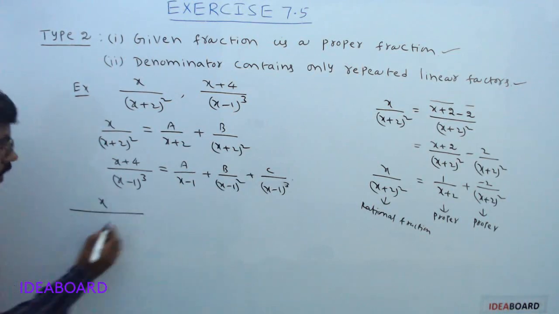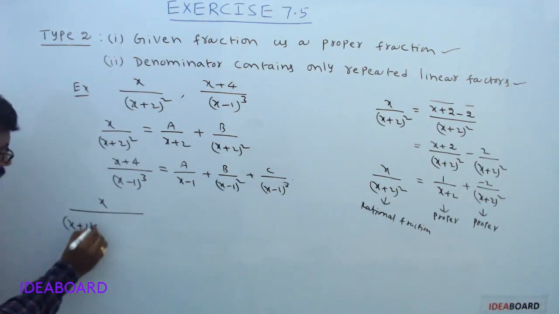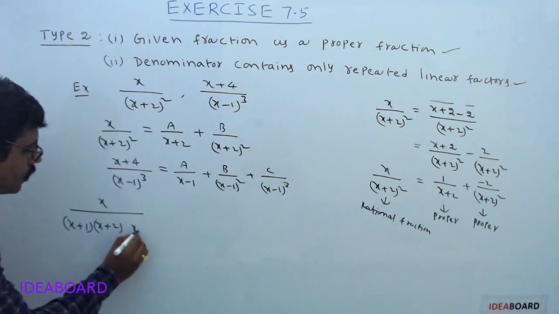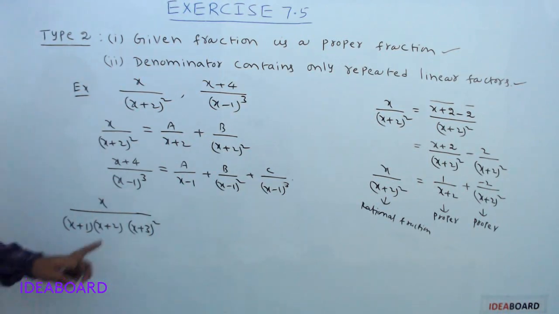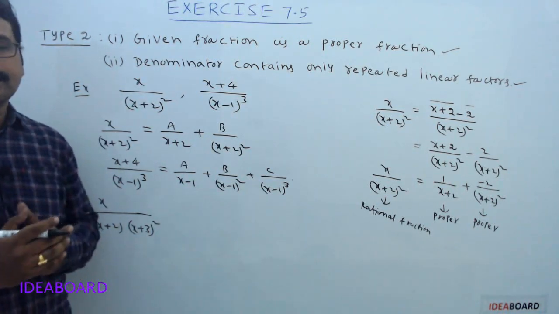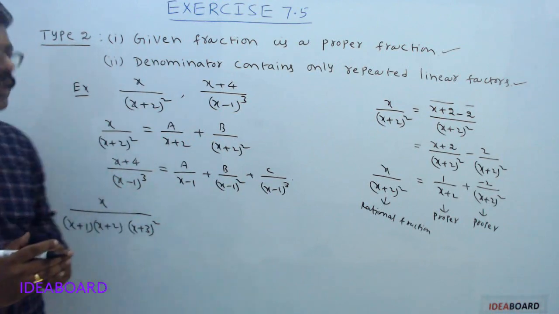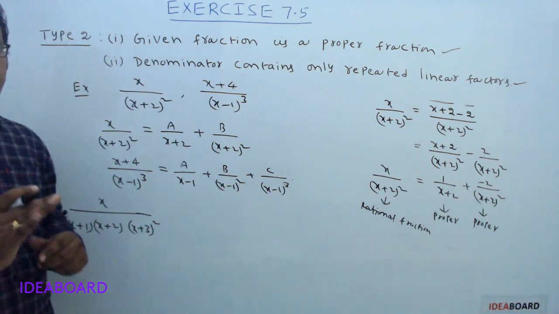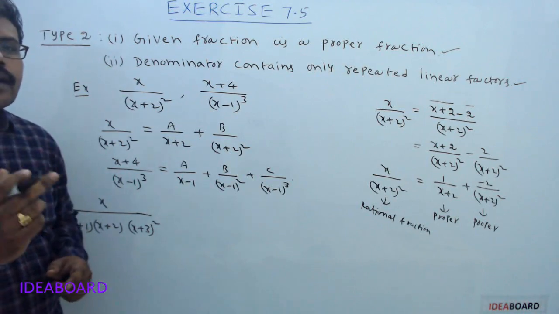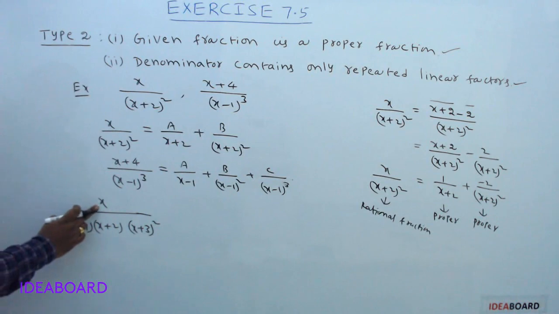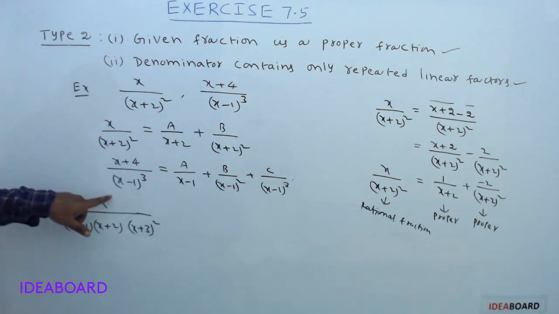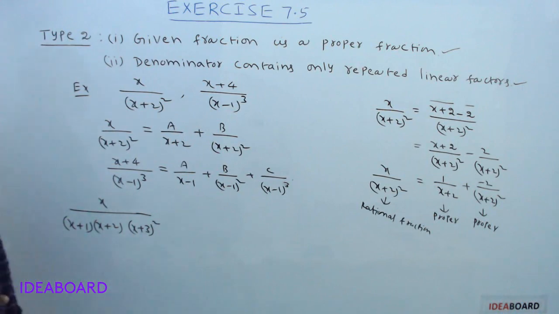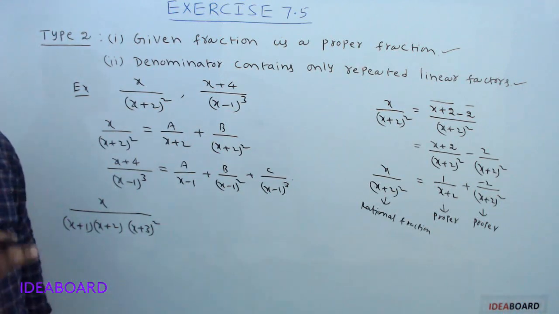Suppose x divided by (x + 1)(x + 2)(x + 3)². Now how to resolve this fraction into partial fractions? First you have to verify whether this fraction belongs to type 1 or type 2. Degree of numerator is 1, degree of denominator is 4. Clearly, degree of numerator is less than degree of denominator. It is a proper fraction.